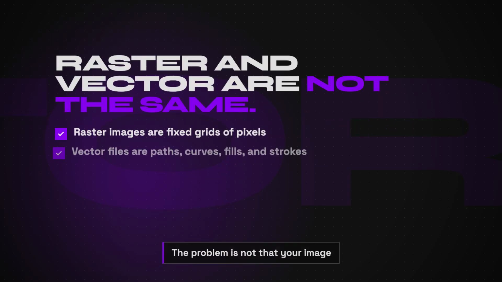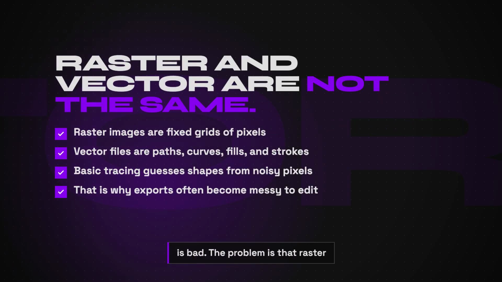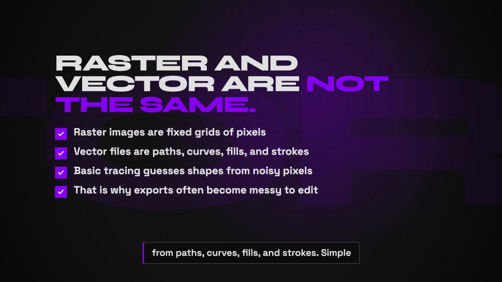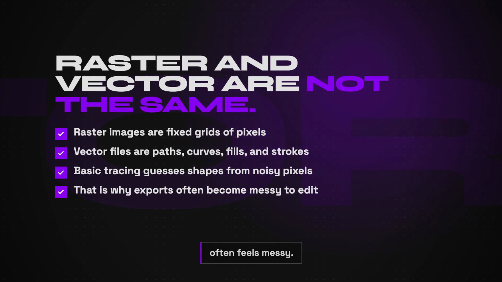The problem is not that your image is bad. The problem is that raster artwork and vector artwork are built differently. A photo, PNG, or JPEG is a grid of pixels. A vector is made from paths, curves, fills, and strokes. Simple tracing tries to guess those paths from pixels, and that is why the output often feels messy.